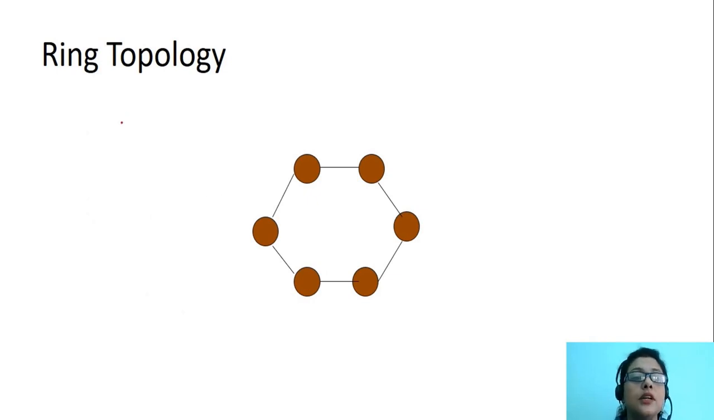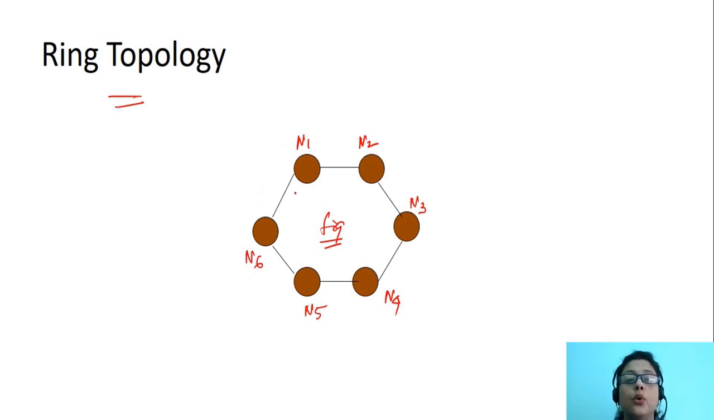Let's now turn our attention to ring topology. In ring topology, as we can see in this figure, we have N1, N2, N3, N4, N5, N6. 6 different nodes are connected to each other in the form of a ring. So one of the nodes will act as the monitoring node to start the operation.